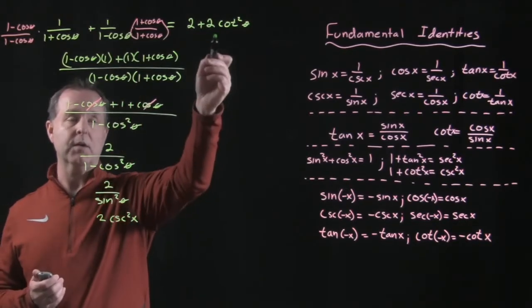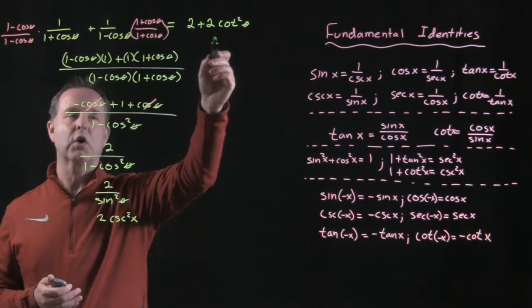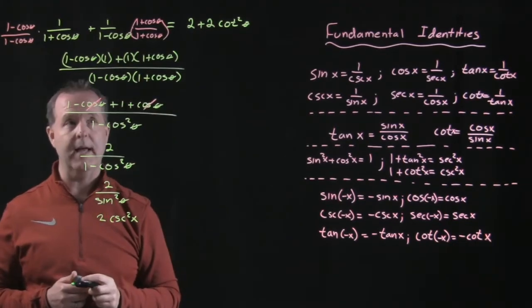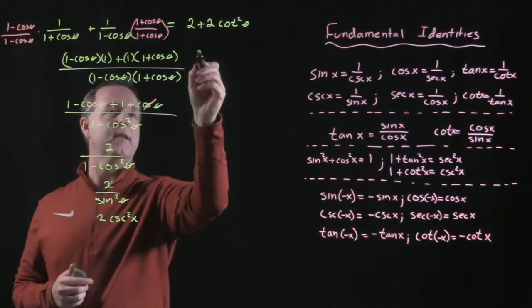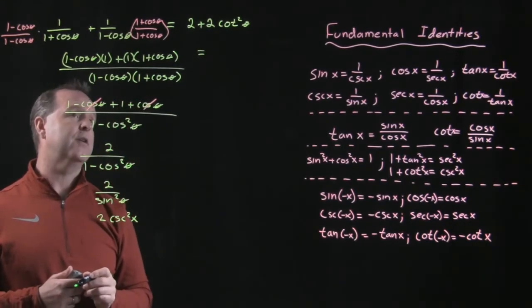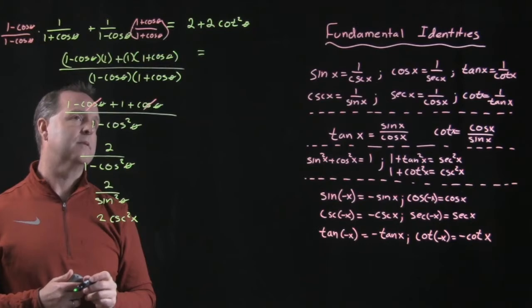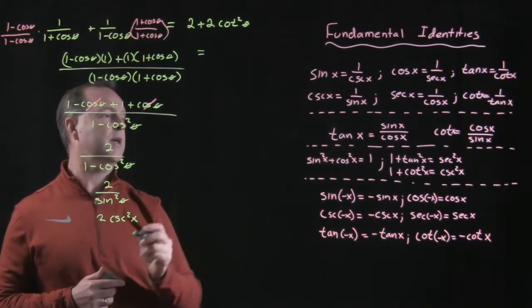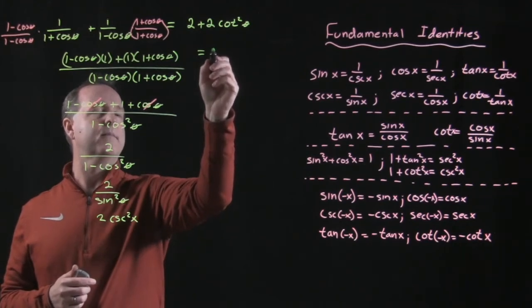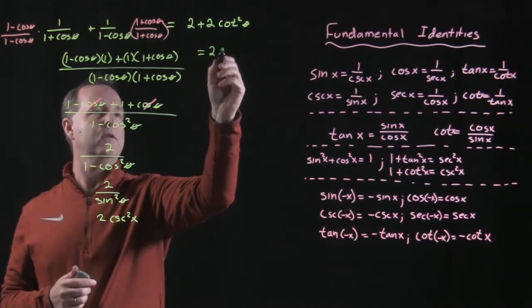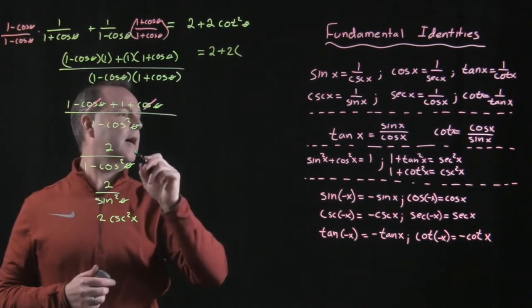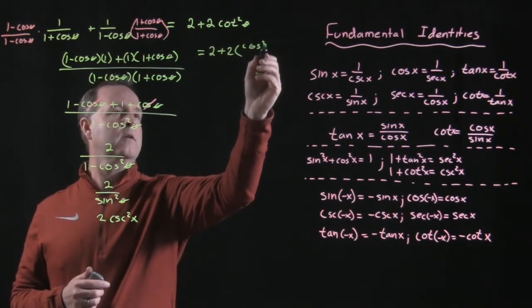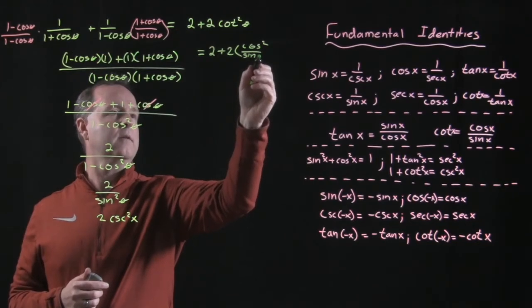So my goal, as I start to work on the right side, is to just match up with anything that I've already created on the left. So let's work this through then. I can factor a 2 out, and I don't know if I want to, but I can. And the cotangent squared is cosine squared over sine squared. So let's make this 2 plus 2 times cosine squared over sine squared.